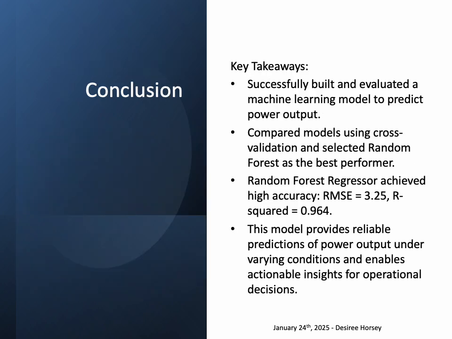To wrap up, here are the key takeaways from the project. I successfully built and evaluated a machine learning model to predict power output. I compared models to select the best performer using cross-validation and test metrics. It was determined that the random forest regressor achieved high accuracy and interpretability through feature importance. It had a root mean squared error of 3.25. So this model can support power plant operations by providing reliable predictions of power output under varying conditions.